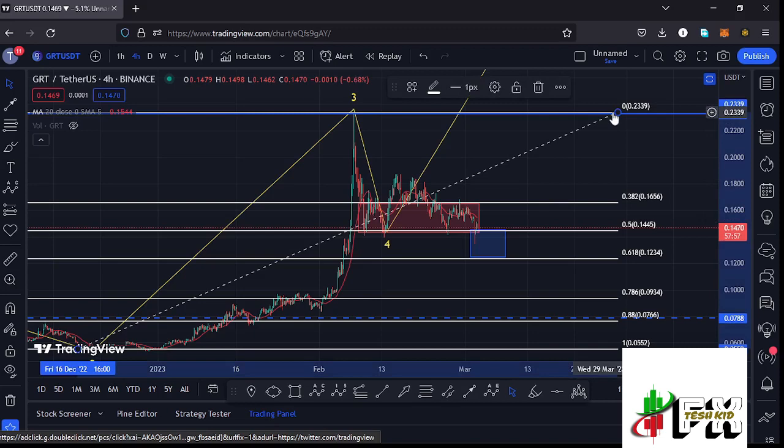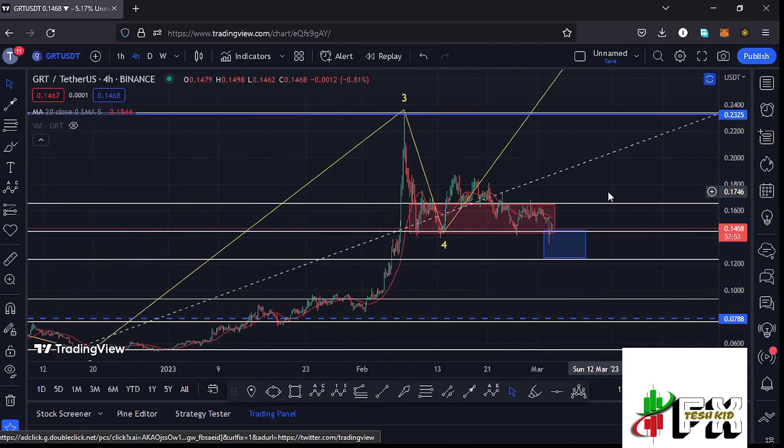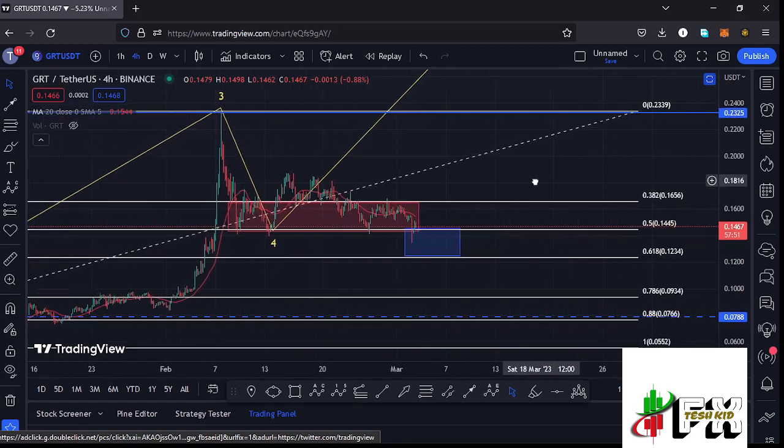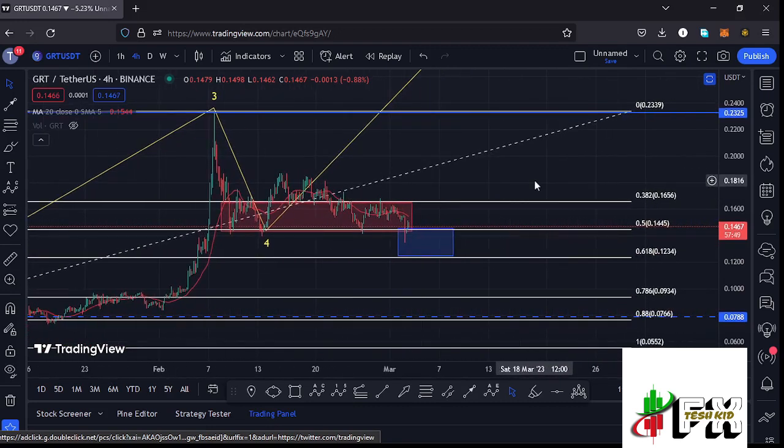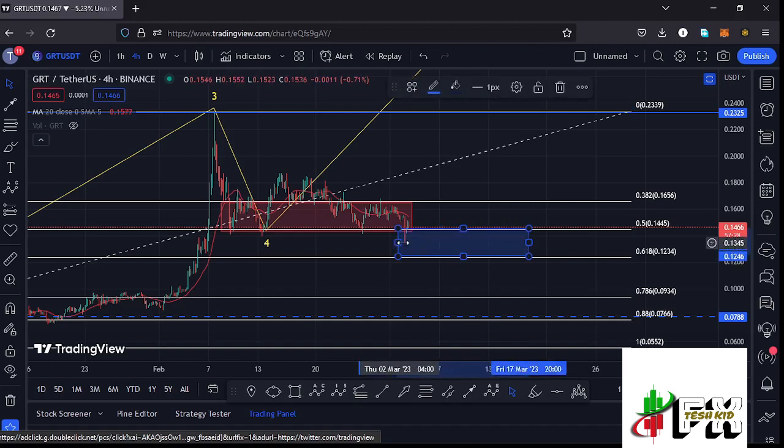And in my yesterday's video, I said to you that in case we lose the 20-day MA here on the 4-hour chart and the breakdown continues, then we need to have an extension of this target area to the lower side in the formation of this wave 4 between the fib level 0.5 and the fib level 0.618, which lies between the $0.1445 mark and the $0.1234 mark. And this target area right here in blue is an extension of this target area to the lower side in the formation of this wave 4 in case the breakdown continues.